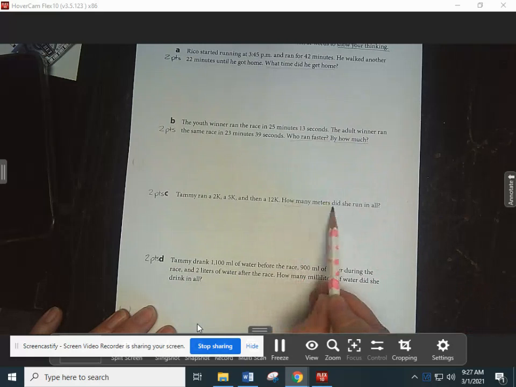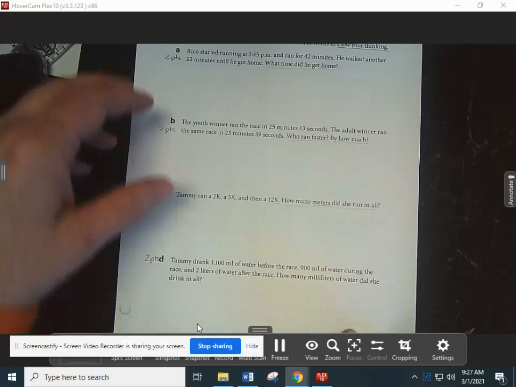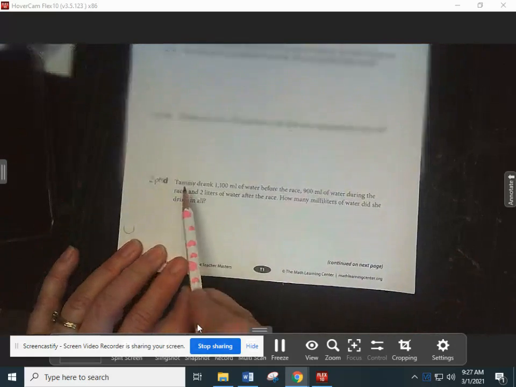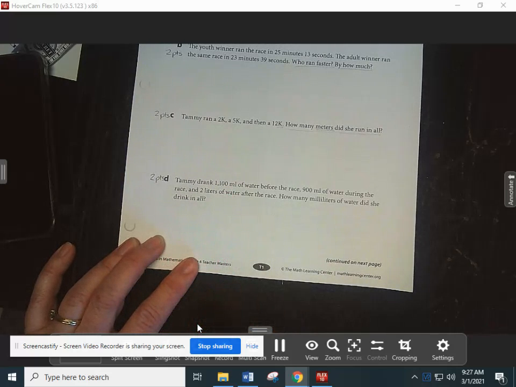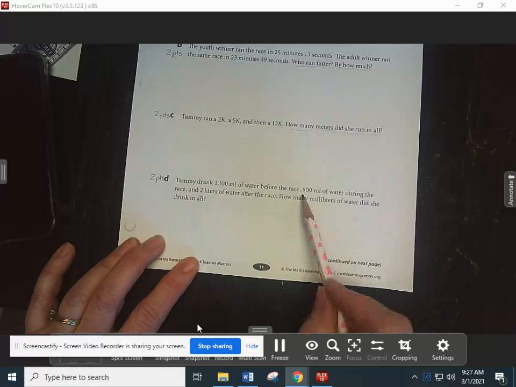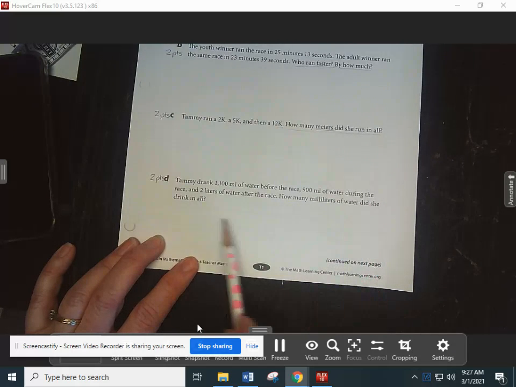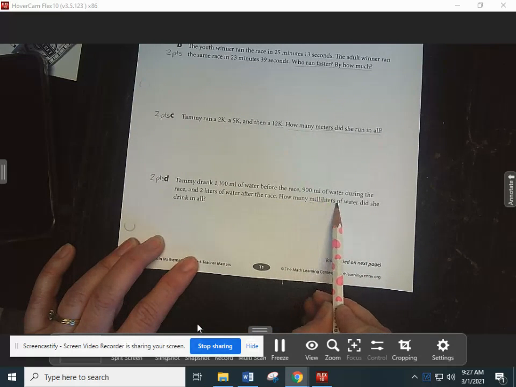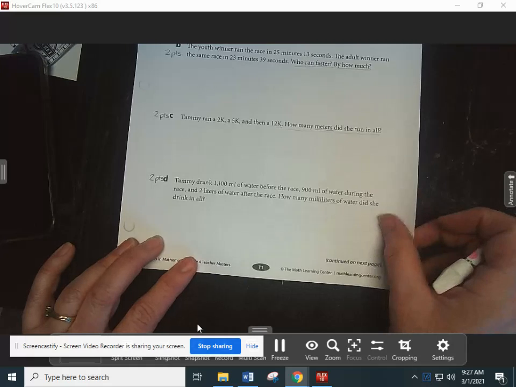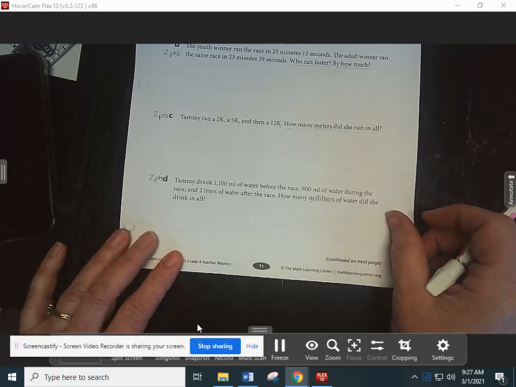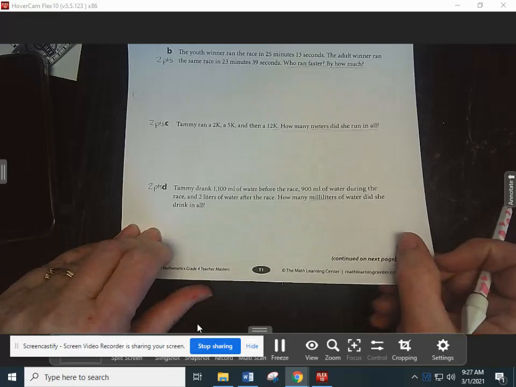How many meters did she run in all? Now, there's a question here. Here we're talking about kilometers. Here we're talking about meters. On the bottom, Tammy drank 1,100 milliliters of water before the race, 900 milliliters of water during the race, and 2 liters of water after the race. How many milliliters of water did she drink in all? Lots of thinking going on. Yeah, I told you this is an adding and subtracting unit, but you're using real life situations to do your adding and subtracting.